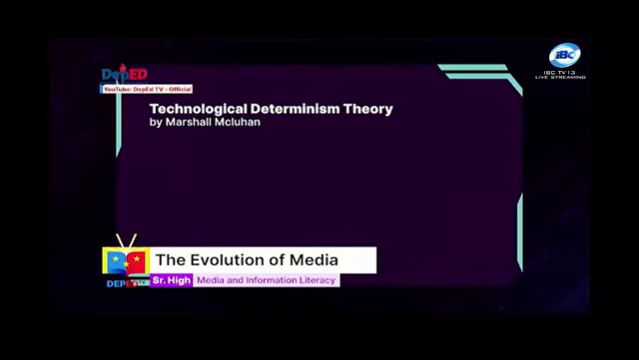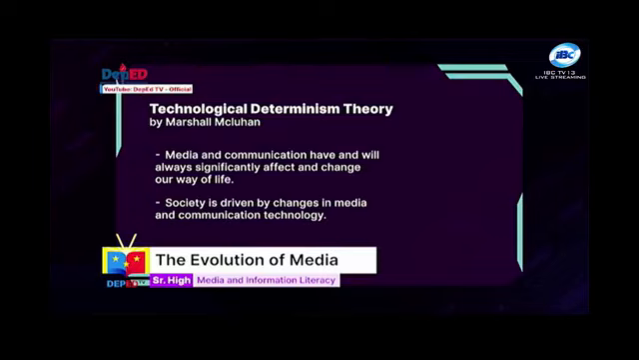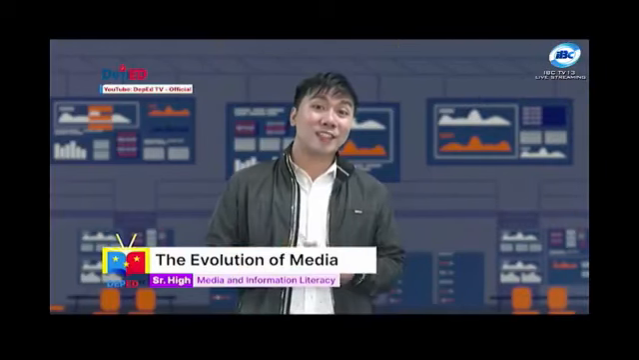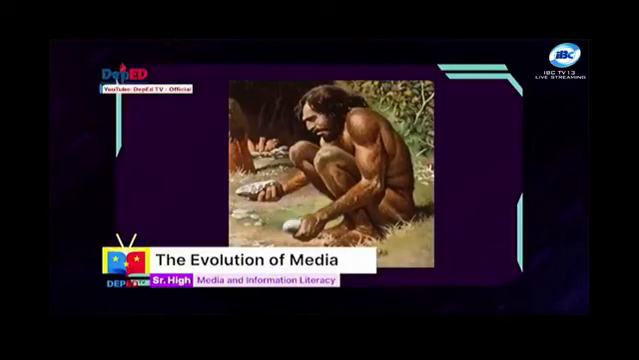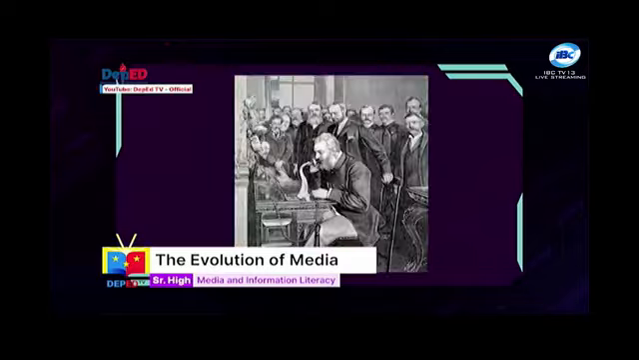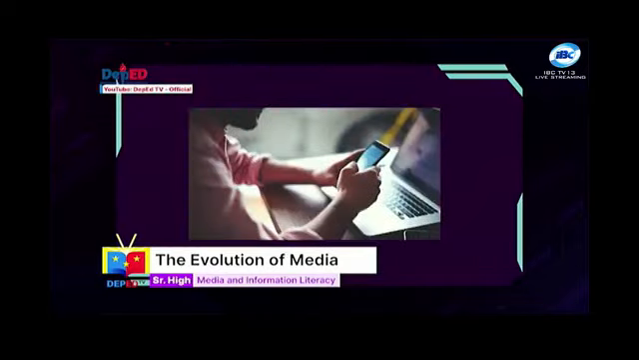Technological determinism is the belief that media and communication have affected and will always significantly affect and change our way of life. According to this theory, society is driven by changes in media and communication technology. McLuhan said that society adapts to technological advancements, thus changing cultural, political, and even their historical aspects. Social change is normally linked to technological advancement. As technology becomes stable, users and consumers adapt their behavior to the features and apparent benefits of this technology.